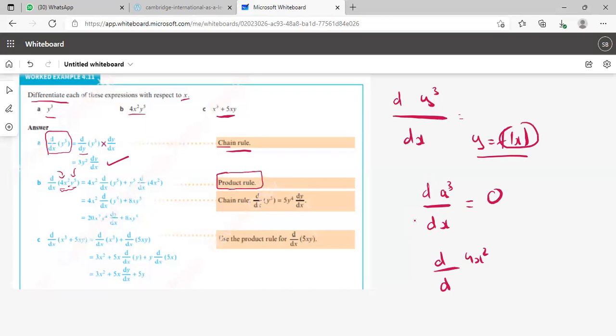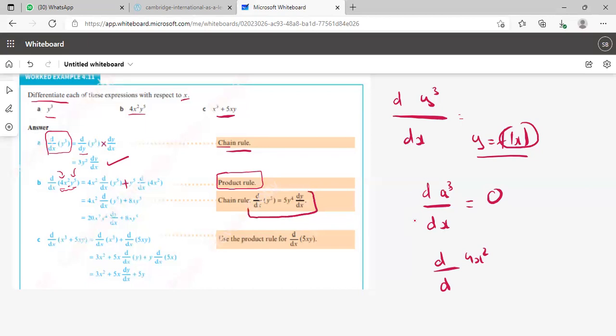So 4x square would come as it is. Derivative of y to the 5 would come here, plus the second function, that is y to the 5, that has x in it, would come as it is, and we need to differentiate 4x square over here. Okay? Then we have to simplify things. This 4x square would come here as it is. The derivative of y to the 5 with respect to x is going to be this.